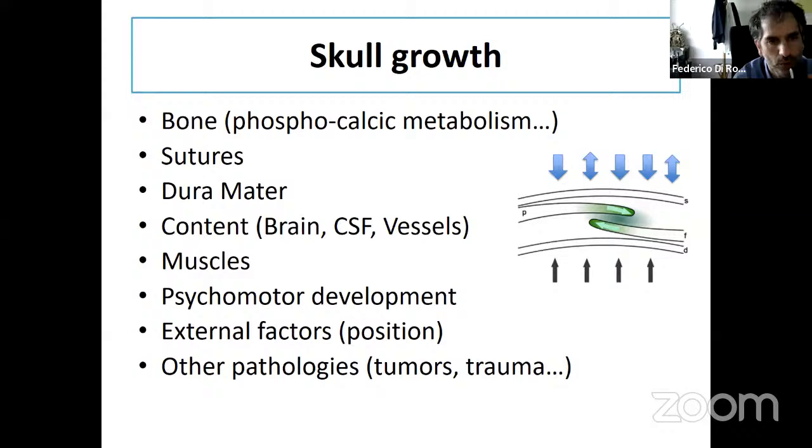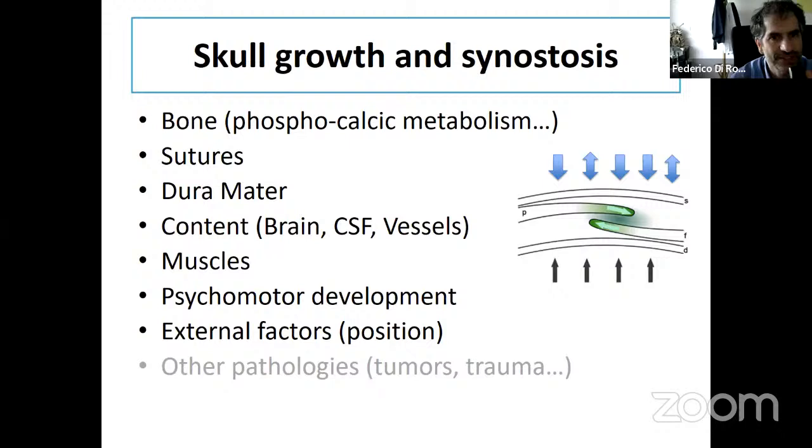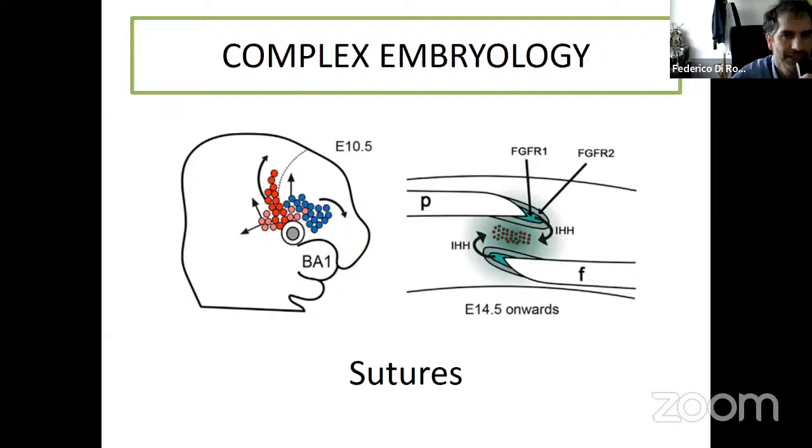If the growth is excessive, probably there is a problem, it can be a tumor, it can be hydrocephalus. And then there is the shape. The shape can be due to the suture, can be also by the position, and you will see that later on in other talks. So what happens in case of synostosis? In case of synostosis, of course, there is no tumor story, there is no trauma. We have the problem coming from the suture and will affect all the other aspects. And we will see that.